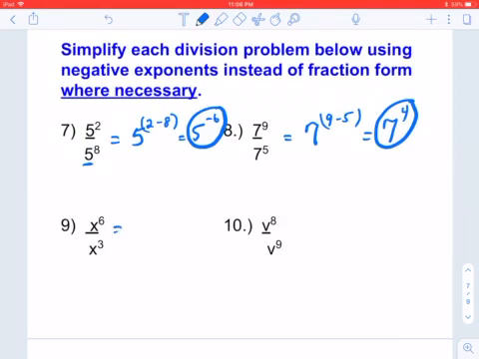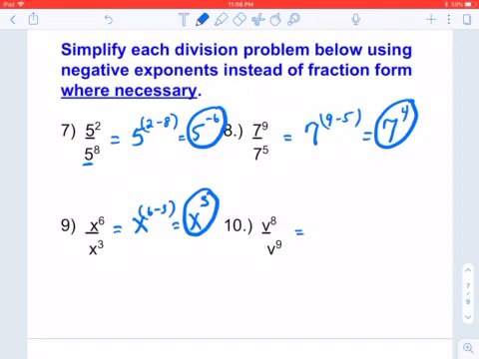Okay, let's look at the next one. Do we have more powers in the top or the bottom? Oh, we have more on the top. So this wouldn't come out in fraction form anyway. That means we're going to end up with positive exponents on it. So we have x to the 6 minus 3 power, which just gives us x to the 3rd. Yep, so this one's a lot like number 8. No negative exponents needed.